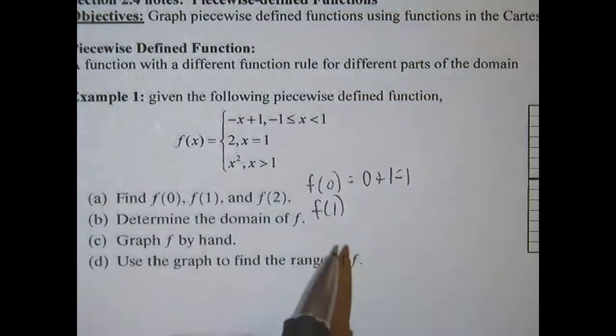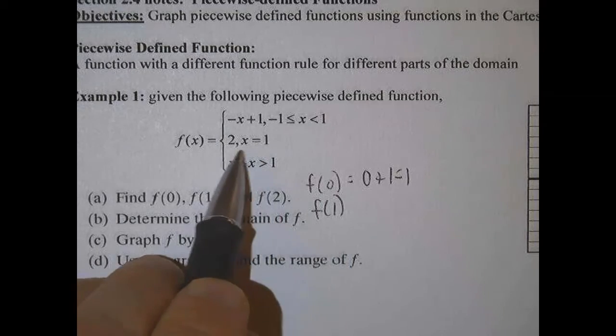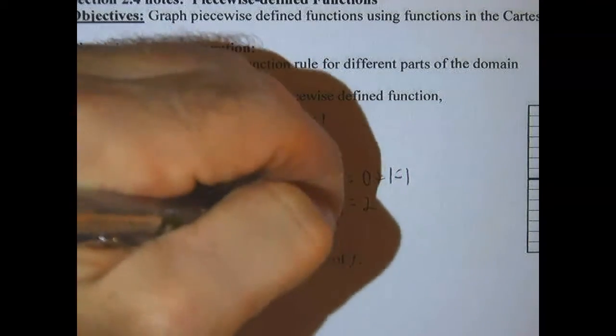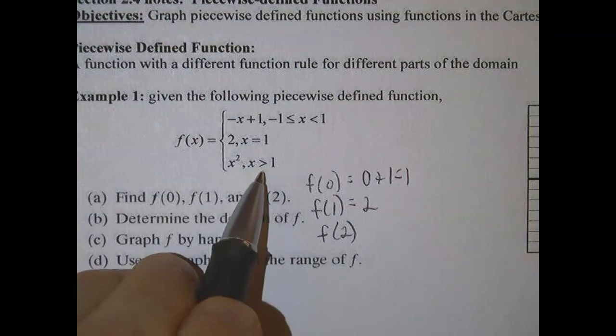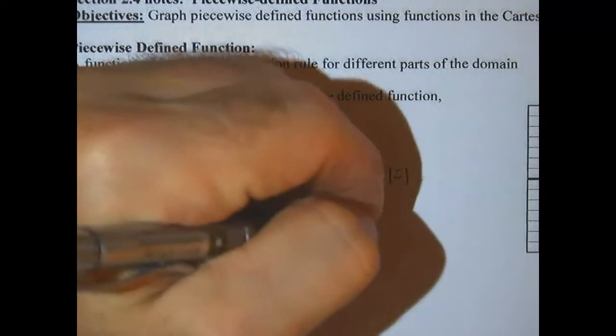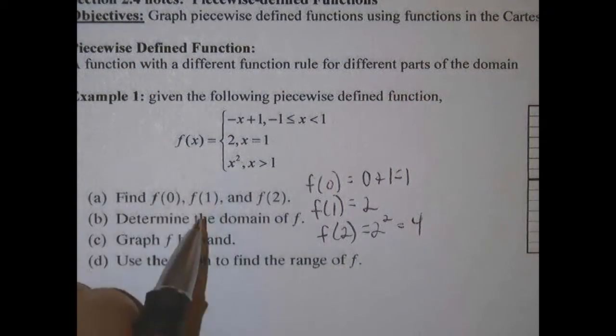Okay, f of 1, again, we have to figure out where that applies, and that's right here. That's the middle branch of this, and the output, when the input is 1, the output is 2. And f of 2, 2 is in the third branch because it's greater than 1, and so we're going to square it. So we're going to get 2 squared, or 4. Okay, so that's pretty much how you read these functions.